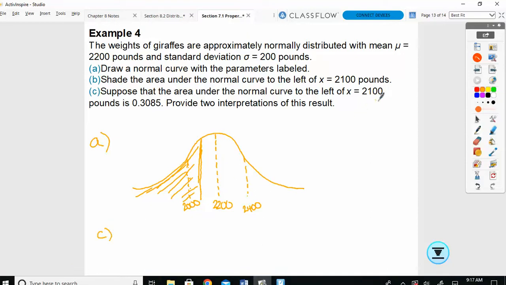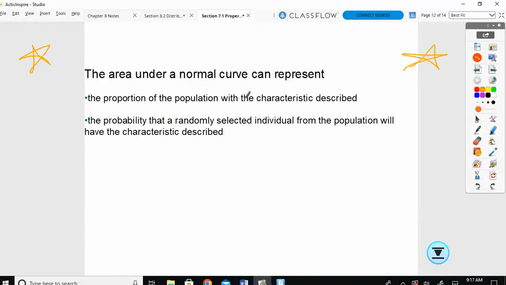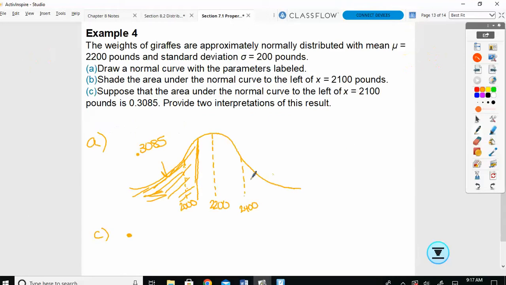Part C. Suppose that I told you the area to the left is 0.3085. So if I told you that this shaded portion is 0.3085, I want two interpretations. So I'm basically asking you for two sentences. I told you that you can interpret the area as a proportion or a probability. So the proportion is of the entire population.